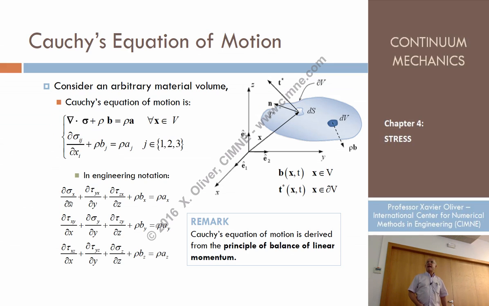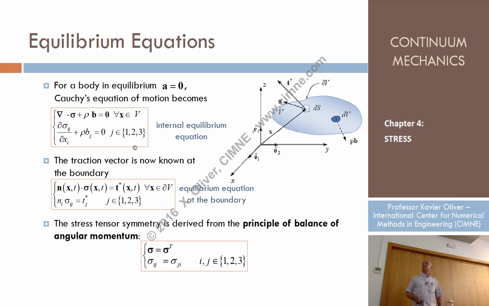The derivative of sigma x with respect to x, plus the derivative of tau yx with respect to y. Here is the derivative of tau xy with respect to x, sigma y, etc., etc. This is the so-called Cauchy's equations of motion, which essentially is nothing else than force equals mass times acceleration. Although there are terms that you won't recognize right now as forces, they are sort of forces.